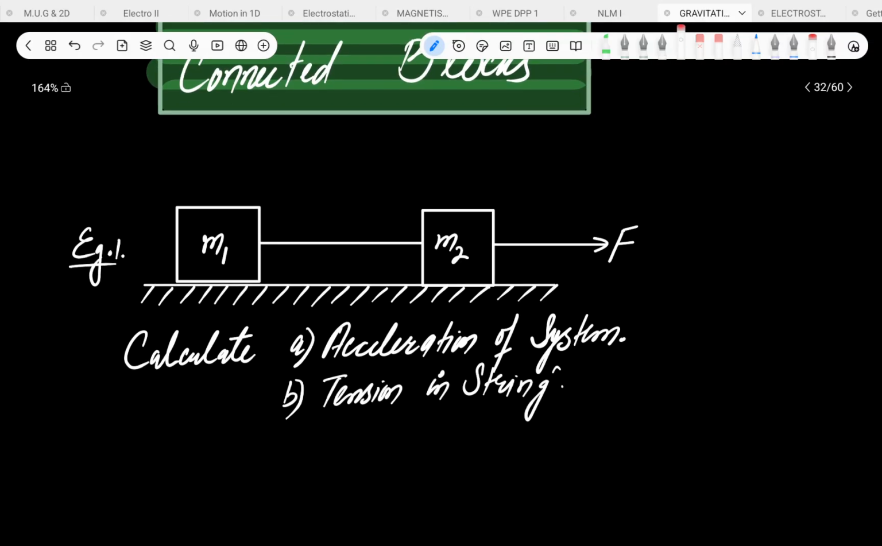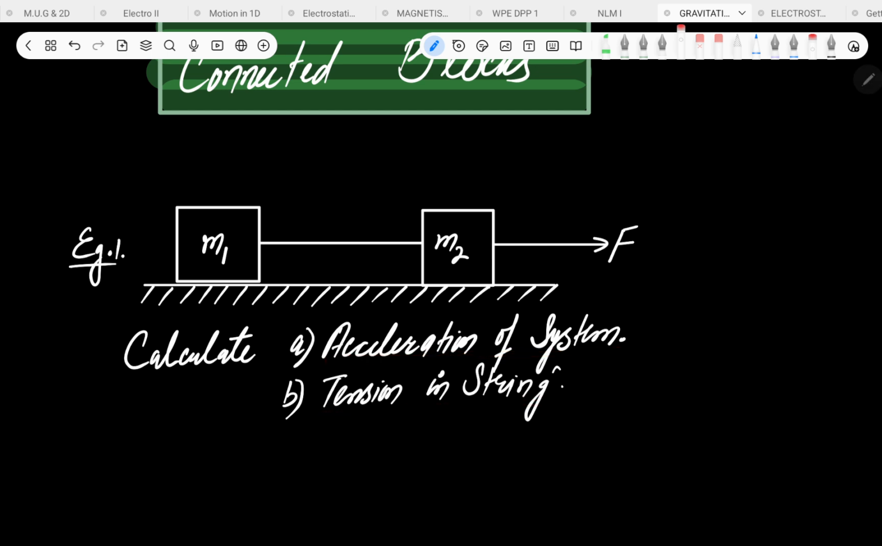So see that there are two blocks. This block is M1, and this another block is M2. The two blocks are connected with the help of this string, and an external force F is applied on the block M2, which in turn pulls the block M1, and both the blocks will accelerate towards the right with some acceleration A, isn't it? What we are supposed to calculate, number one, is the acceleration of the system, and number two, the tension in the string.